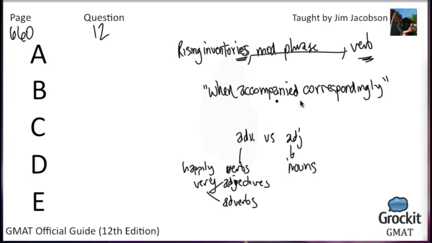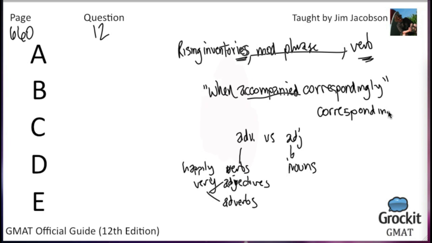Anyway, when accompanied correspondingly, I'm not exactly sure how you accompany something in a corresponding manner. If something is going together, if it's accompanied already, there's already an element of that built in there. So it's probably going to make more sense for corresponding to modify some other noun, and so it needs to be corresponding, not correspondingly.